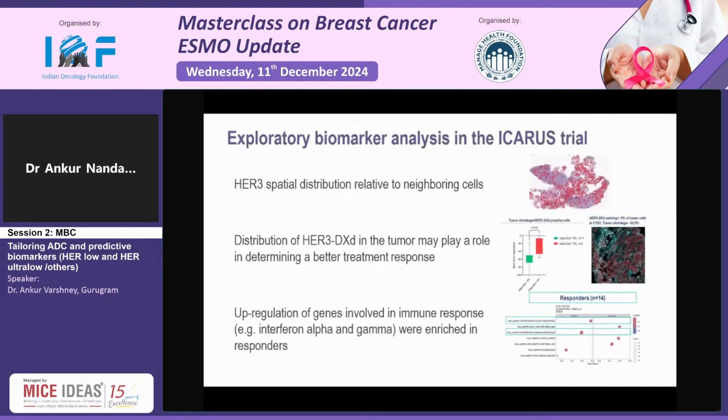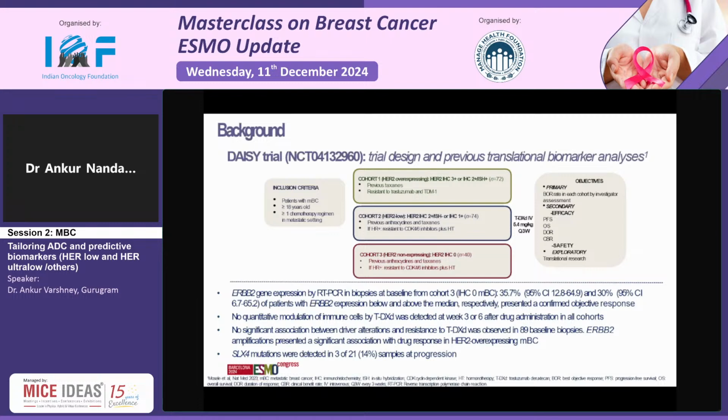Analysis from the Icarus trial shows differential distribution of HER2/neu in the tumor cells as well as in the surrounding cells. The study also showed upregulation of genes involved in immune responses, such as interferon alpha and gamma, which were enriched and affect the susceptibility to trastuzumab deruxtecan. So now we have the DAISY trial, in which patients with metastatic breast cancer, more than 18 years old, who had received more than one chemotherapy regimen were included.